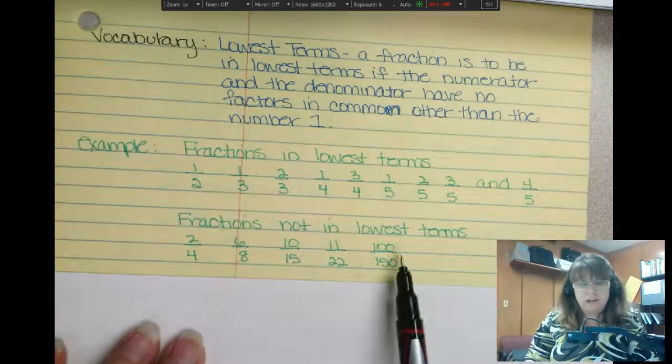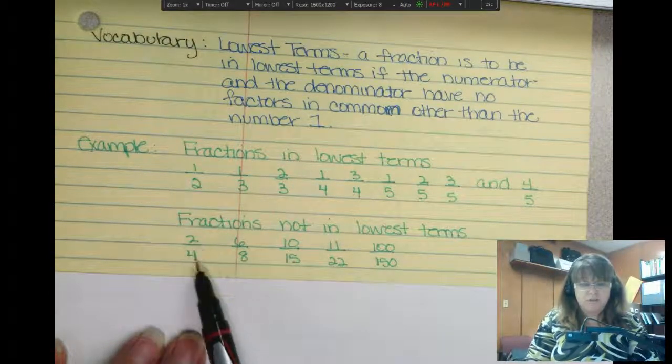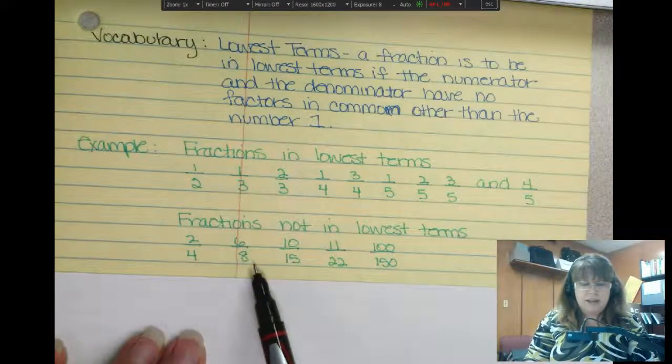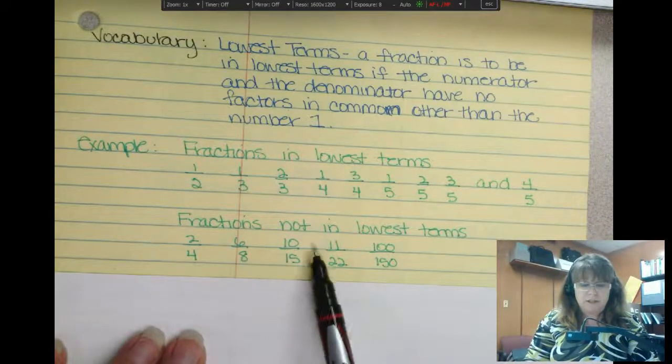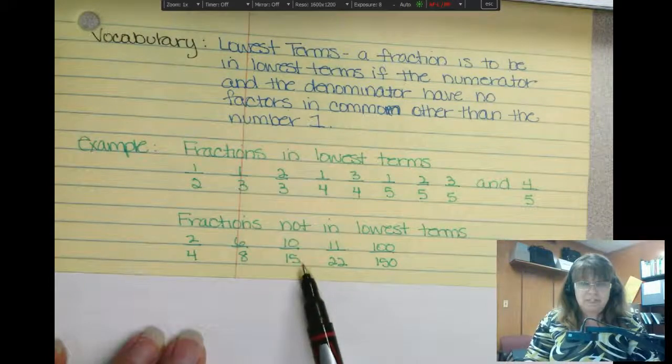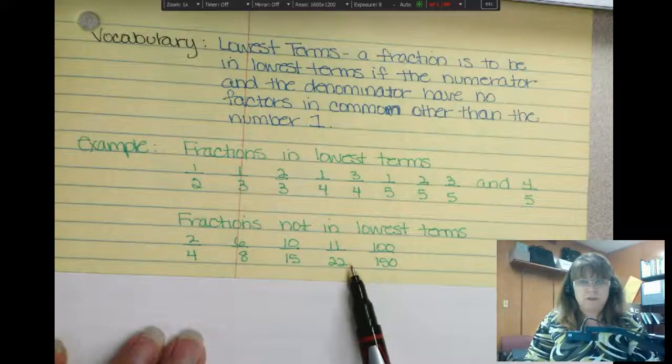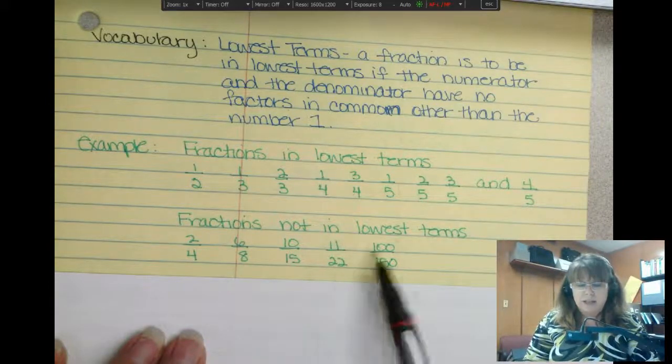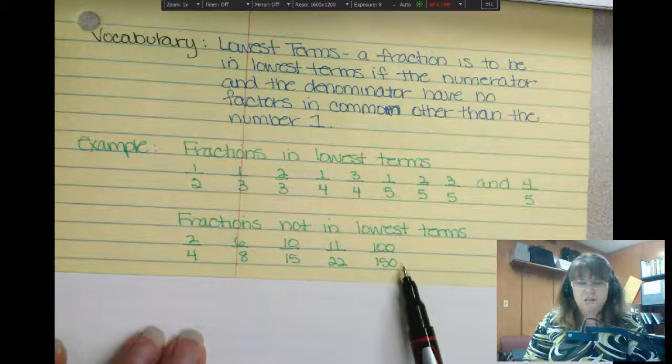Fractions that are not in the lowest terms are 2 over 4, because they each have a 2 in common. 6 over 8, they both have a 2 in common. 10 over 15, they each have a 5 in common. 11 over 22, they both have an 11 in common. And 100 over 150, they both have a 50 in common.